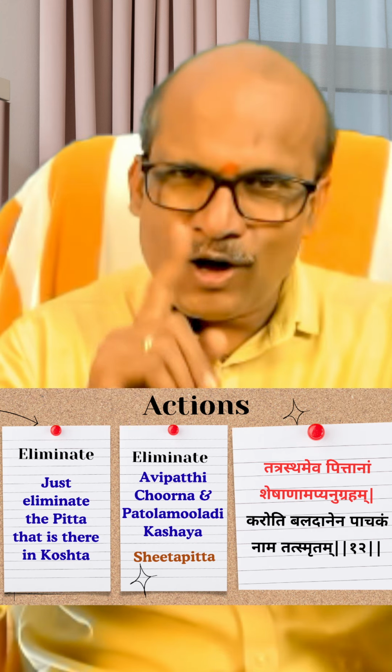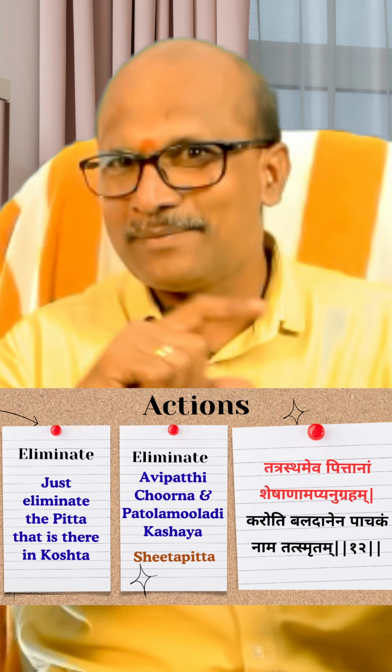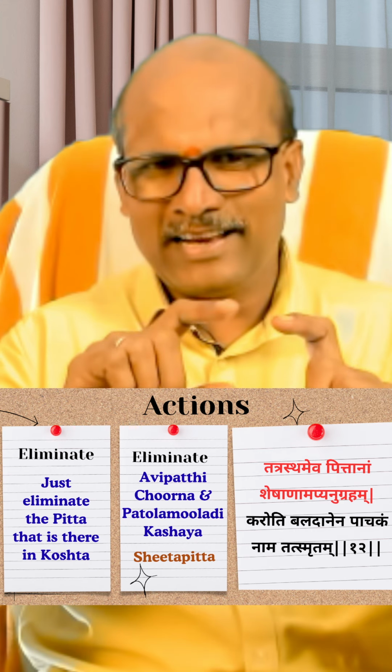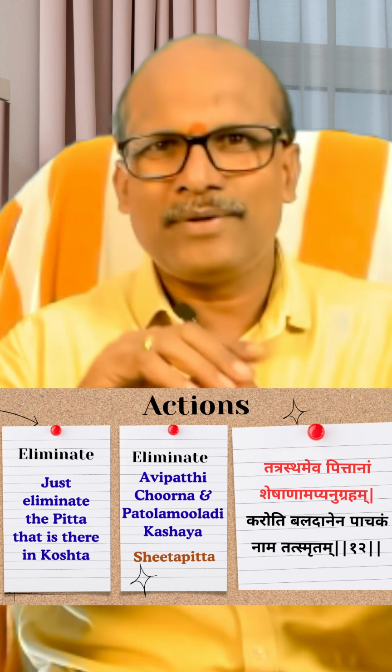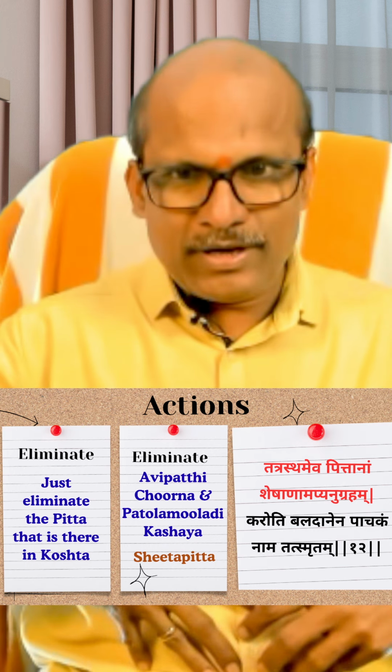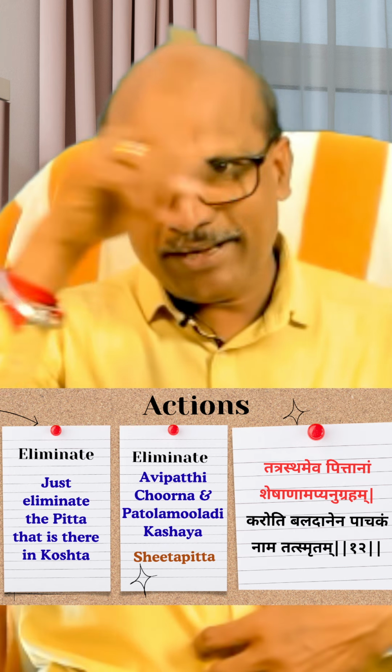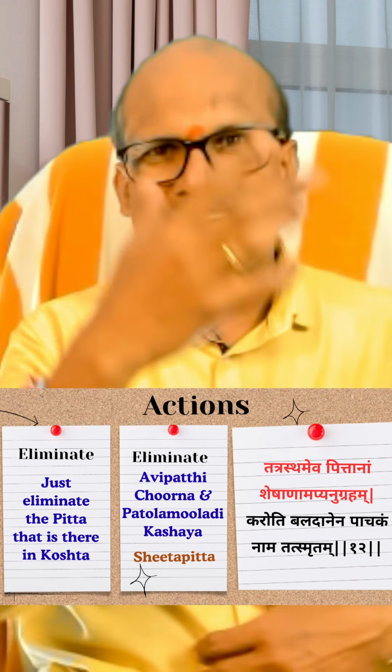Pachaka Pitta, you have to read today, right? Pachaka Pitta, once again you read. Pittam Panchatmakam, right? That quotation. The last two lines I have taken for discussion. Tatrastameva Pittanam Sheshanam api Anugraham Karoti Baladhanena, Pachakam nama tatsmritam. So what it says: Tatrastha means the one Pitta, Pachaka Pitta, which is there in Koshta. Sheshanamapi Pittanam, the remaining four Pittas, Anugraham, it nourishes them, neutralizes them, or controls them. Karoti Baladhanena, gives them bala.